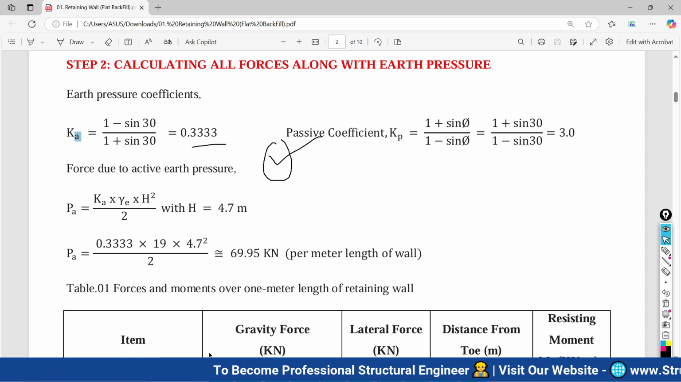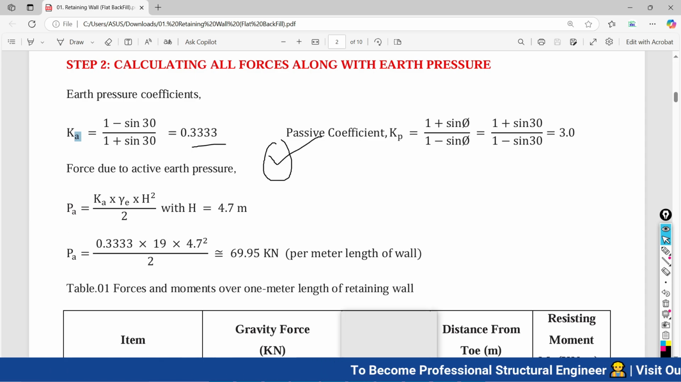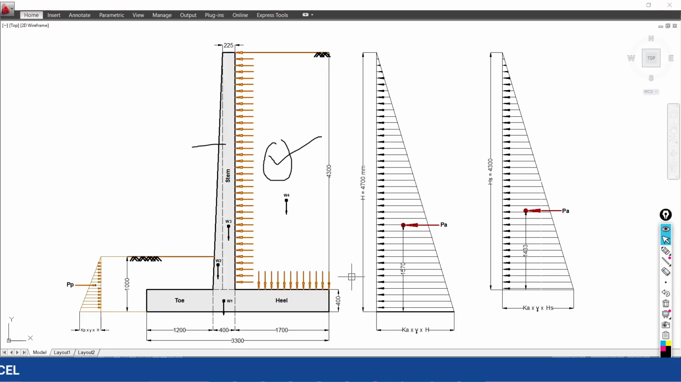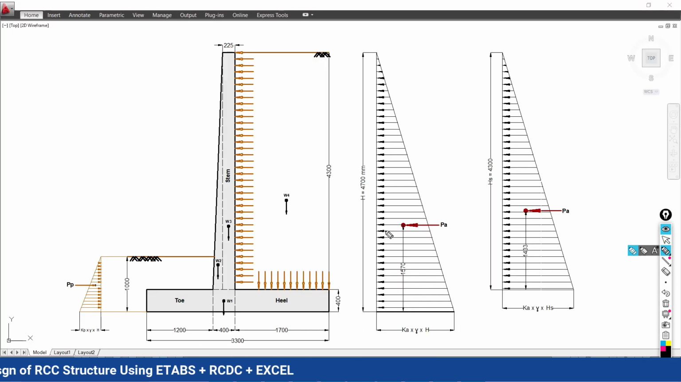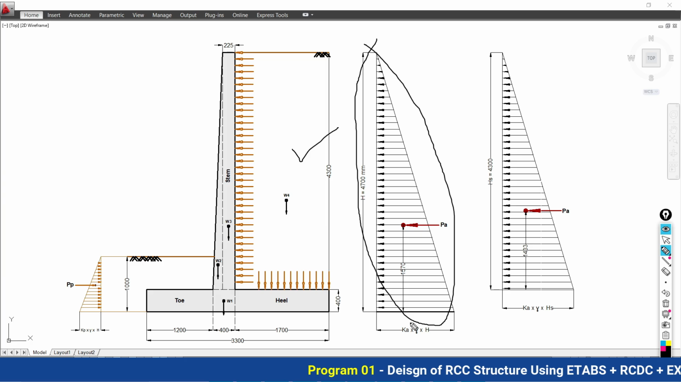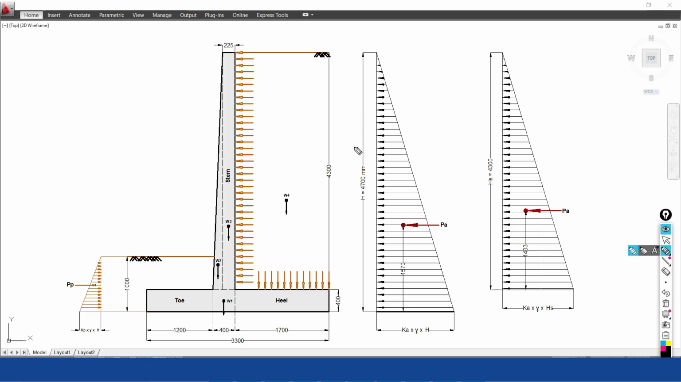So Pa will equal, very simply, 1 by 2 Ka gamma H square. Here in the figure you can find how much force is going to be imposed from this soil mass onto this retaining wall just by knowing the area of this triangle. So its base is what? Ka gamma H multiplied by the total height. Total height is what? 4700 mm.